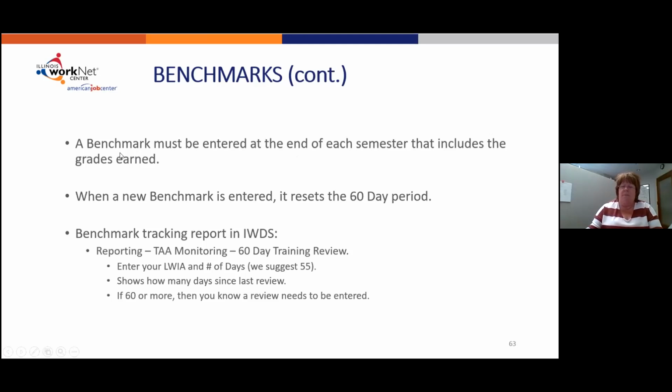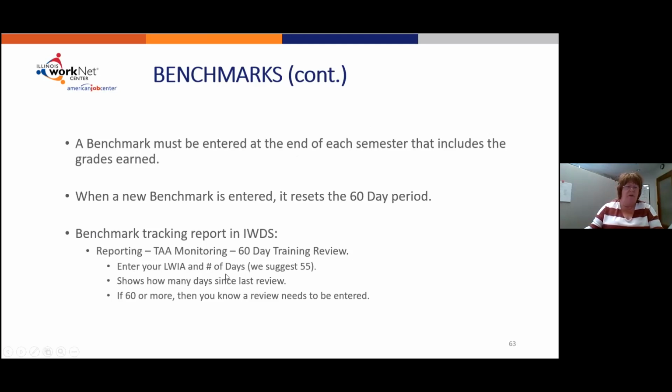Also, you should update the Form 6D and E as classes are completed and grades are received for them. Keep those updated. There is a benchmark tracking report in IWDS. It's under the reporting menu, TAA monitoring, 60-day training review. And this is how you would do it.